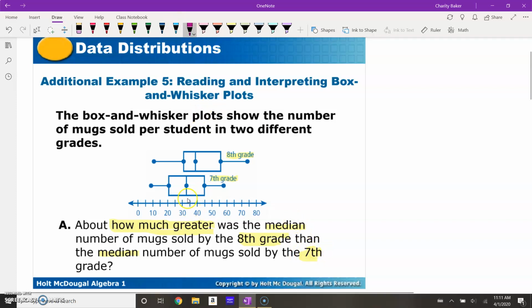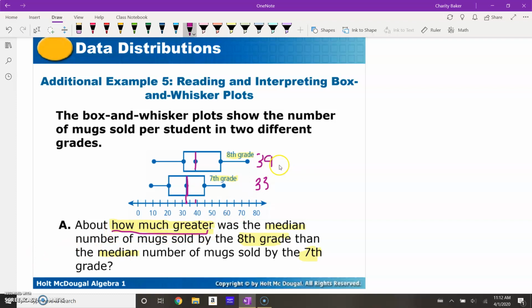So what's the median for each one? What's the median for 7th grade? Well, 7th grade is about here, right about there. And so that's about 32 or 33? Let's go with 33. I'm not really sure, but that's pretty close. 33. What's the median for 8th grade? The median for 8th grade is about here, maybe 39. Yeah, so we're looking at the median right here, the middle of the box, which you guys are already really comfortable with, hopefully.